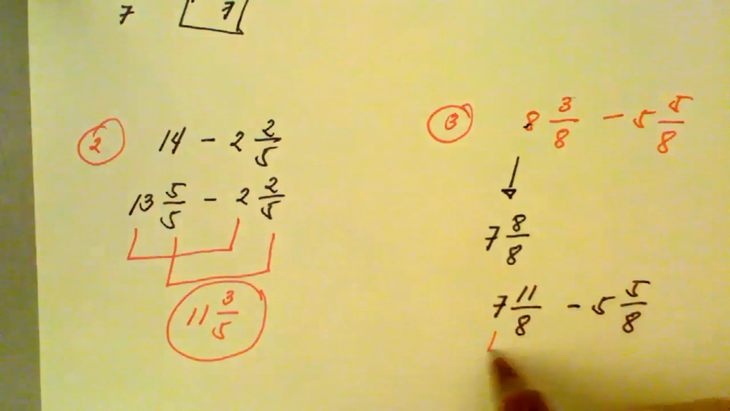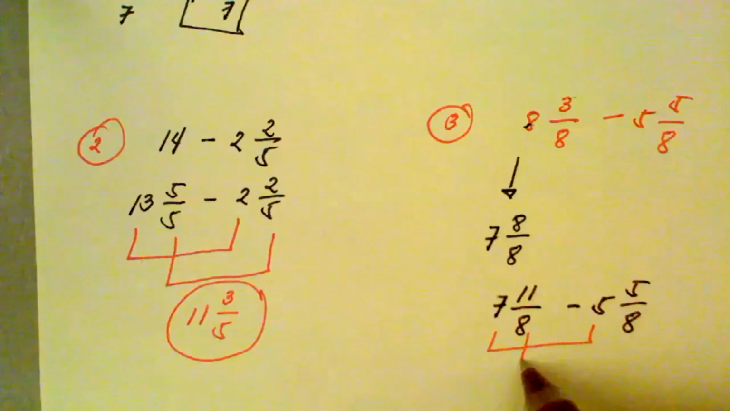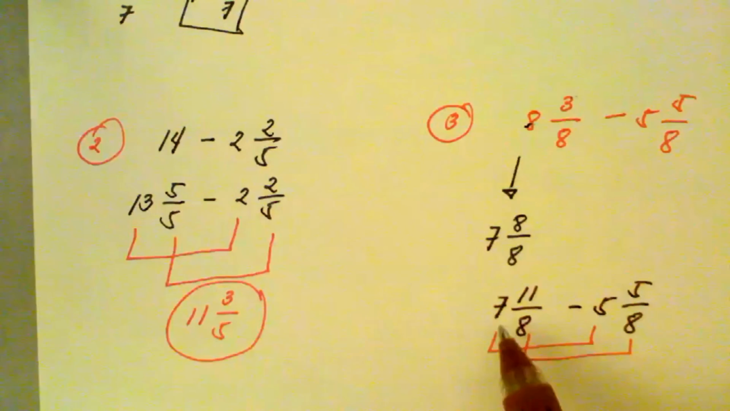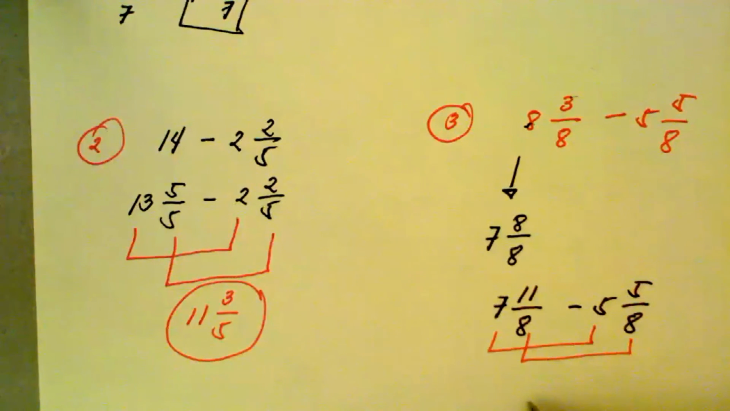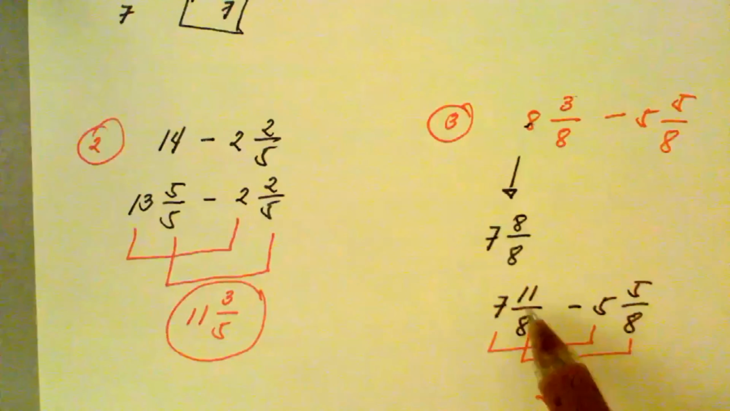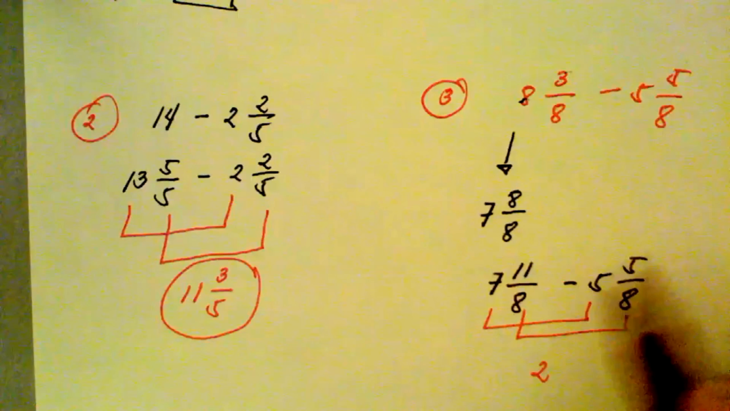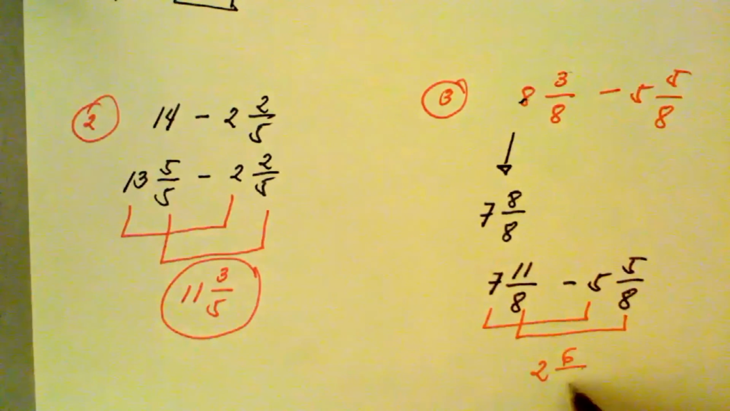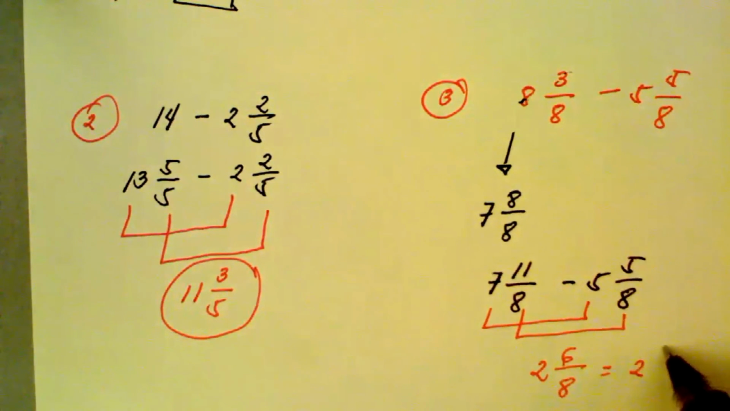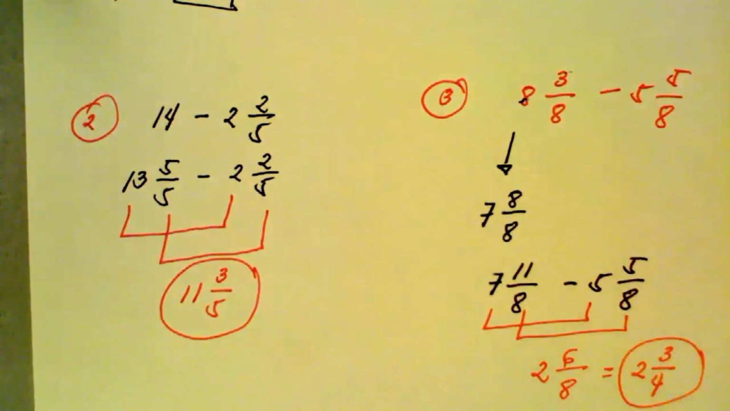Just go ahead and work with whole numbers and the fractions separately. So 7 minus 5 will give us 2. 11/8 minus 5/8 will give us 6/8. And we can reduce this as 2 and 3/4. So that is how you can subtract fractions from whole numbers.